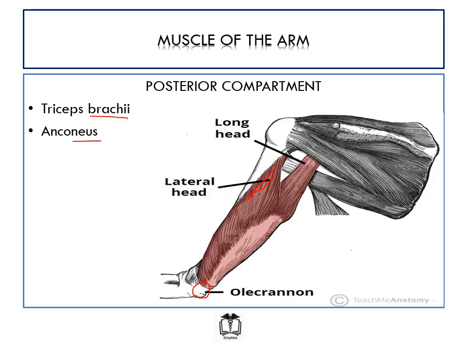The second muscle in the posterior compartment of the arm is the anconeus muscle. It's a very small muscle that tends to be quite insignificant in terms of the function of the posterior compartment of the arm. It begins from the lateral epicondyle of the humerus and inserts at the olecranon, just like the triceps brachii. It is also involved in extension, although it plays a very minor role in the process of extension of the forearm, and it is also supplied by the radial nerve.